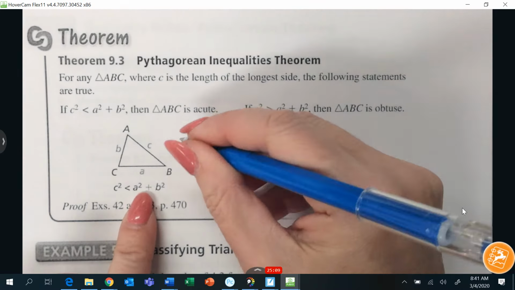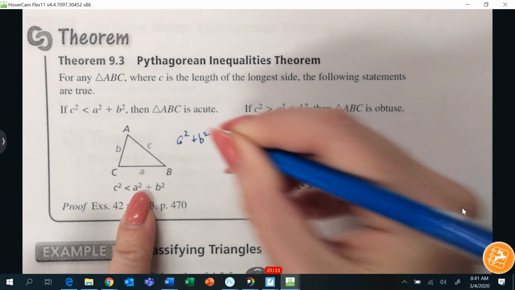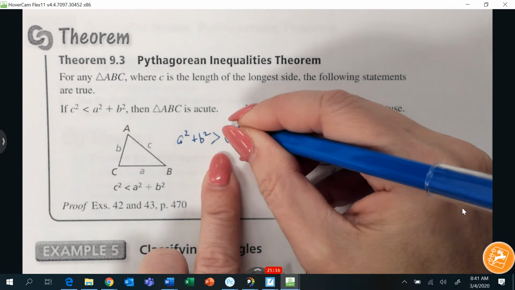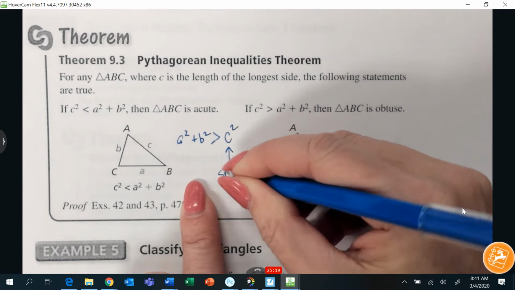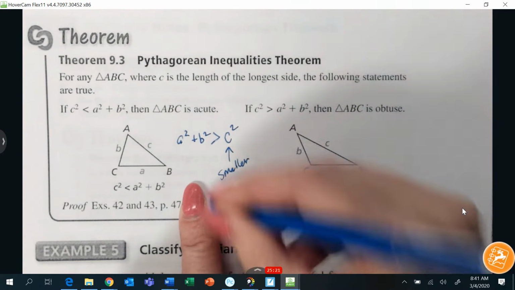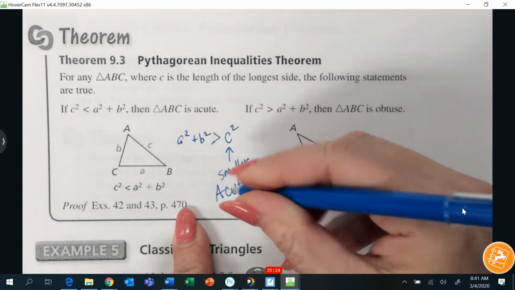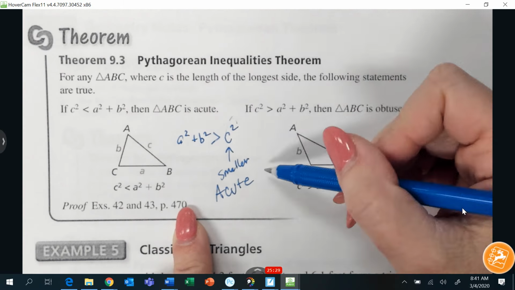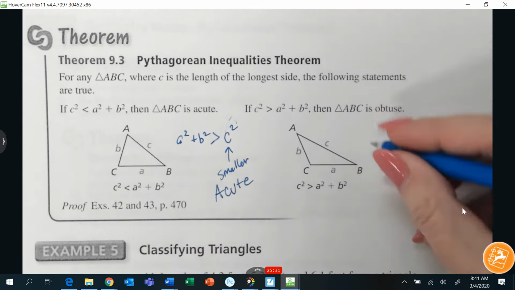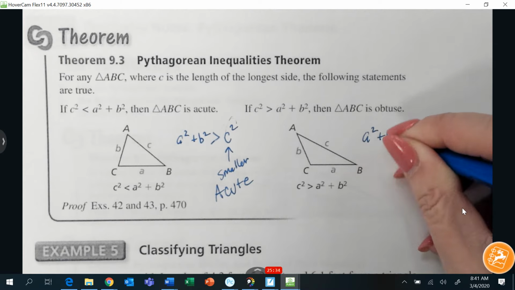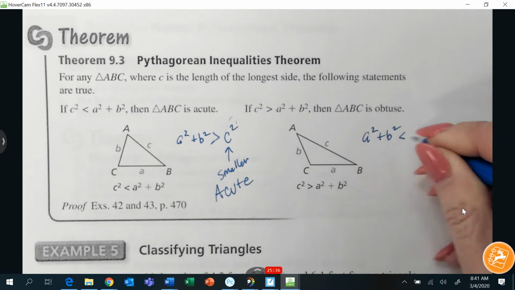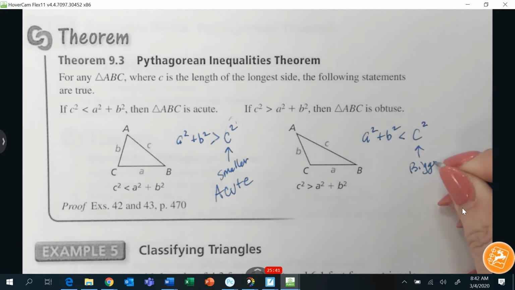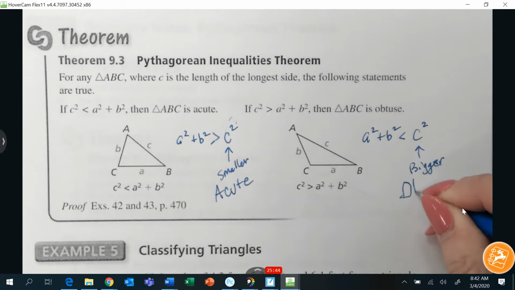If you do a squared plus b squared, and the c squared is smaller, it means it's acute. So we can remember that if the c squared is smaller, it's acute. If we do a squared plus b squared, and the c squared is bigger, then it's obtuse.